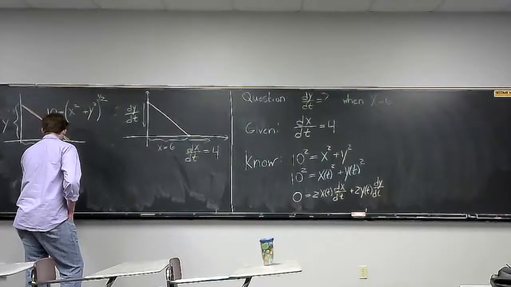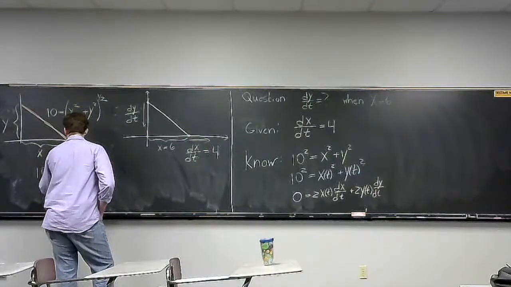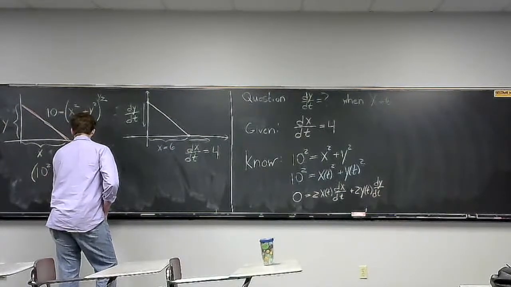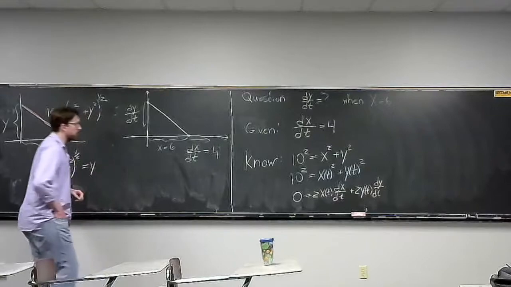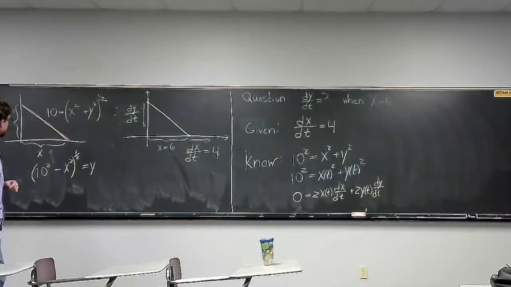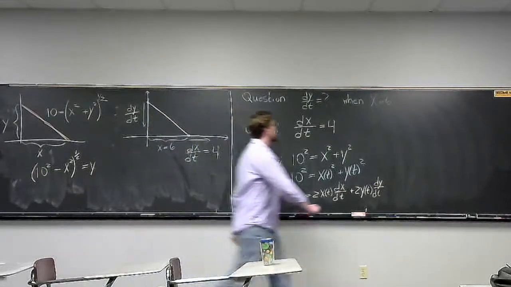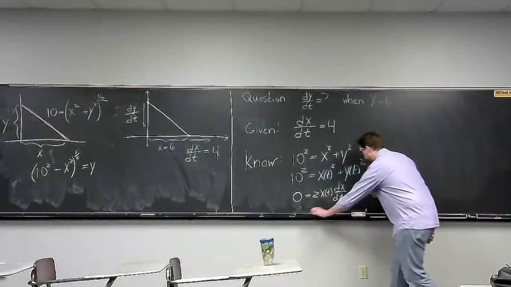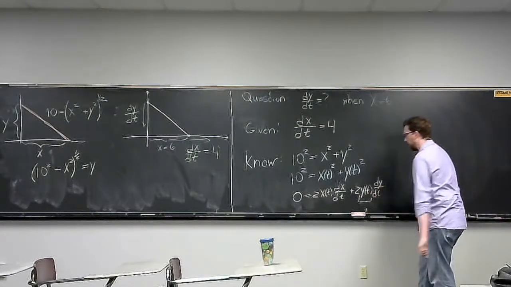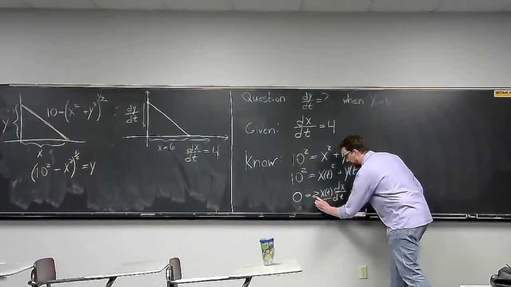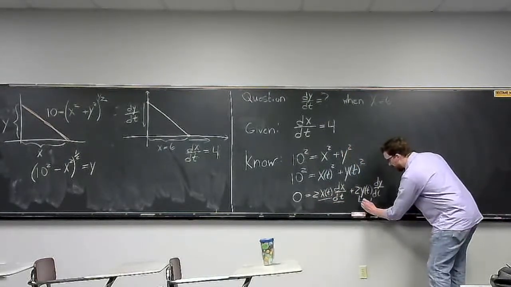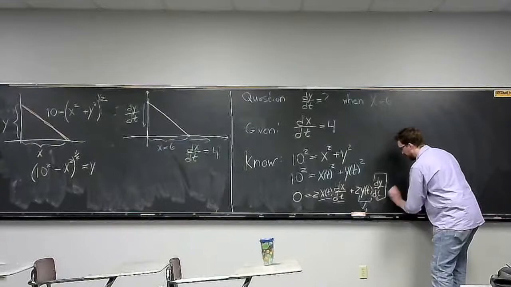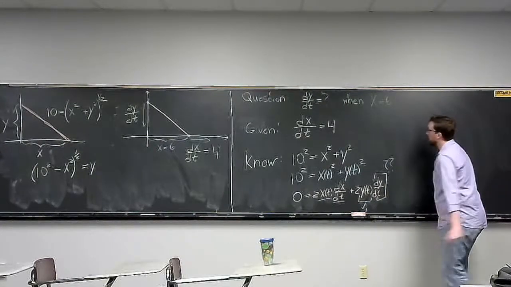10 squared minus x squared, the square root of all of that, is equal to y. So this gives us a way of translating this information to get this y value. So we have this, we have that, we can get this, and this is what we're looking for.